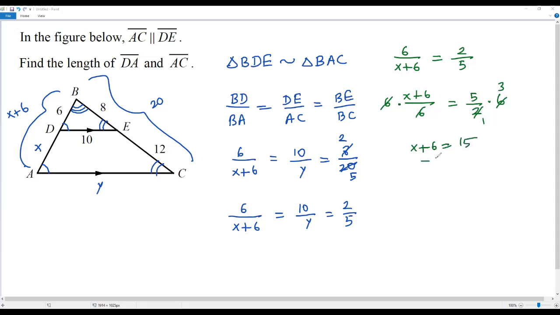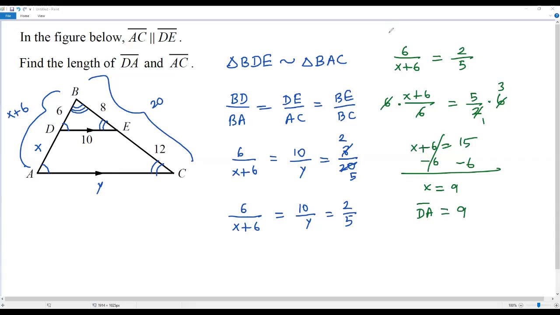Now let me subtract 6 from both sides. When I subtract 6 from both sides, the positive 6 and negative 6 will cancel out. When I subtract 6 from 15, I'm getting 9. So I got X equals 9, but X represents the length of DA. Therefore, the length of the line segment DA equals 9 units.